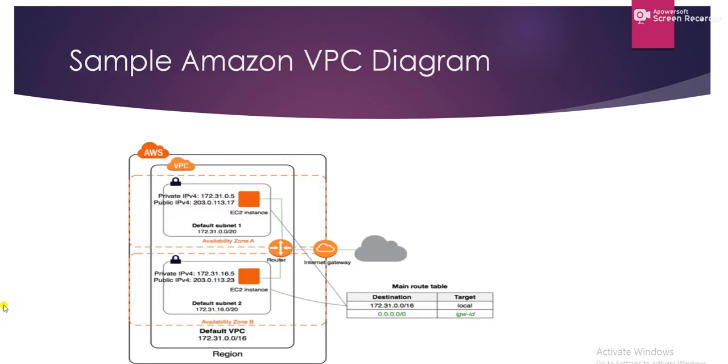Then this is the diagram, a simple Amazon VPC diagram. Through the diagram, I'll try to explain what VPC actually is. So this is the VPC, which is over the public network. Okay, inside the VPC there are regions. So inside a region there will be availability zones.